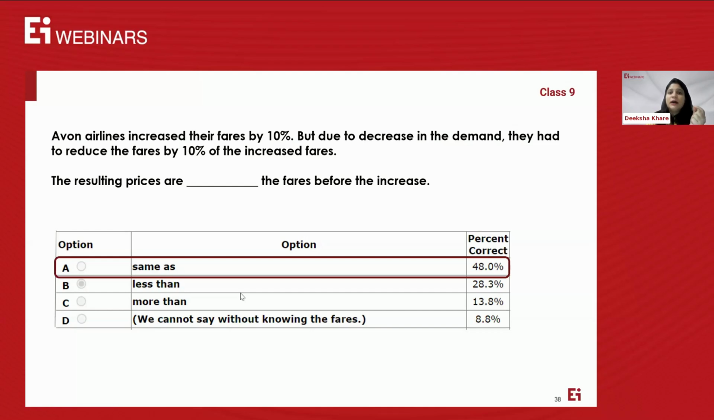But you will see that 48% of students have chosen 'same as'. What has happened? They think the +10 increase and the -10 decrease cancel out. What is the problem here? They are not accounting for the base each percentage is applied on. The first percentage was applied on the original base, but the second percentage change is applied on an increased base, right? So students are not able to understand the significance of the base while calculating the change in percentage. Okay, moving on to the next question.